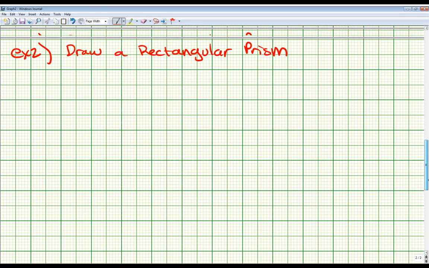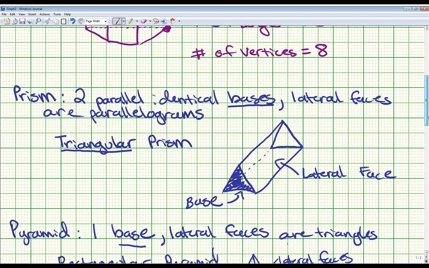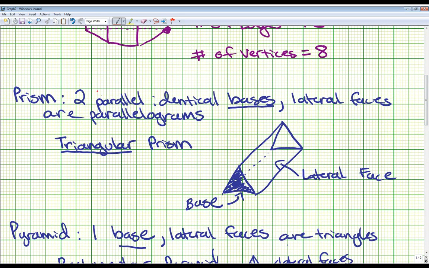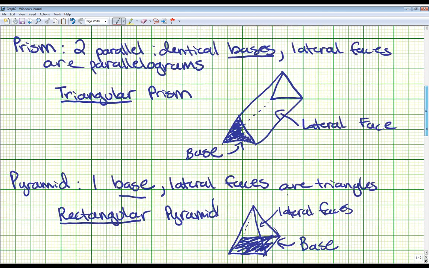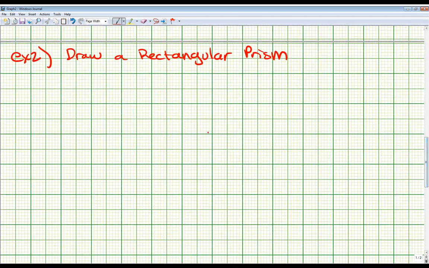Okay, well, going back to our vocabulary here, if we're drawing a prism, I'm going to look at these rules: 2 parallel identical bases, and the lateral faces are parallelograms. We drew a triangular prism because the bases are triangles. But if I'm doing a rectangular prism, the bases have to be rectangles. So instead of triangles for my bases, I'm going to use rectangles.